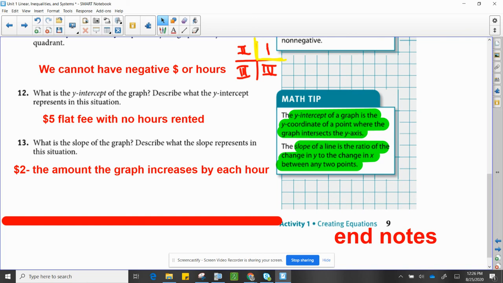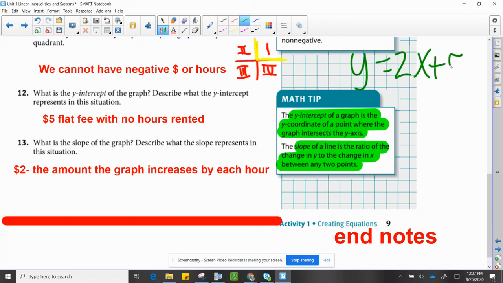So again, we could also look at the equation that we had, y equals 2x plus 5. Now this equation is in slope-intercept form. So 5 is your y-intercept, right? And 2 represents the slope. So in the context, it's $2 per hour. That's how much the price is rising for every hour. $5 is your initial value, that flat fee.